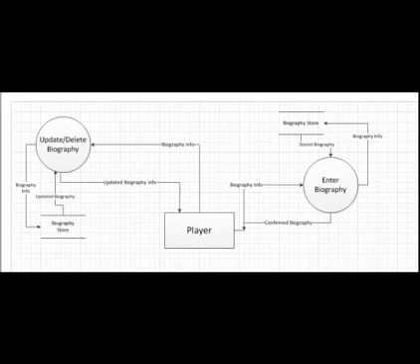As you can see, the player can go in and enter their information where it is then stored in the biography store. This is what creates the biography. Then as you see over here on the left, the player can then go in and update or delete their biography. Anytime there is an update or delete, it is stored in the biography store and then it is sent back to the player. This is a good example of CRUD because you can create, read, update, and delete any of the data in our data flow diagram.